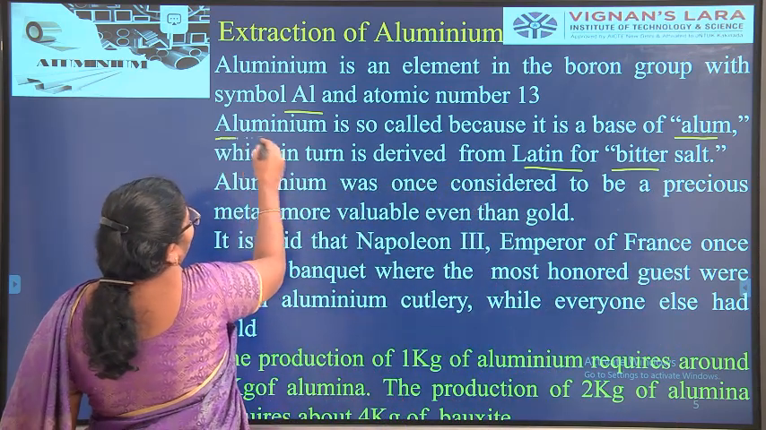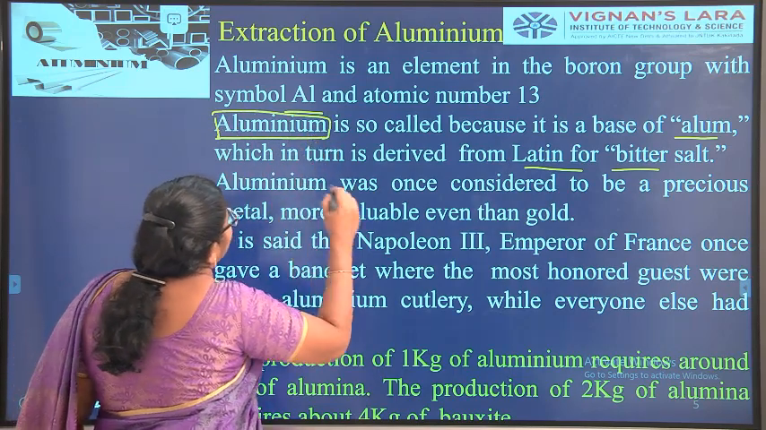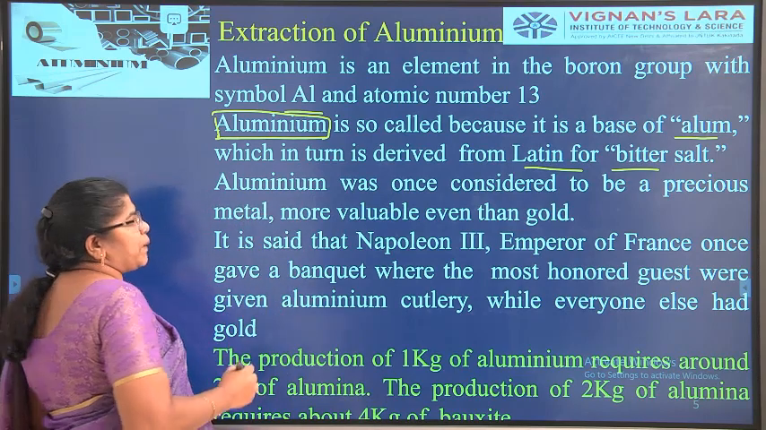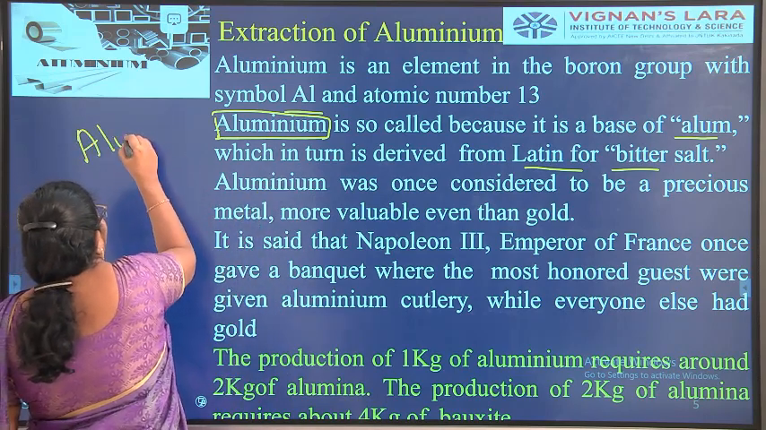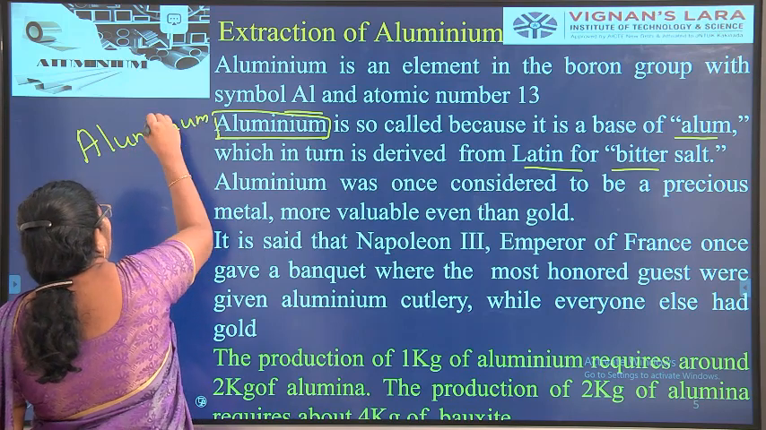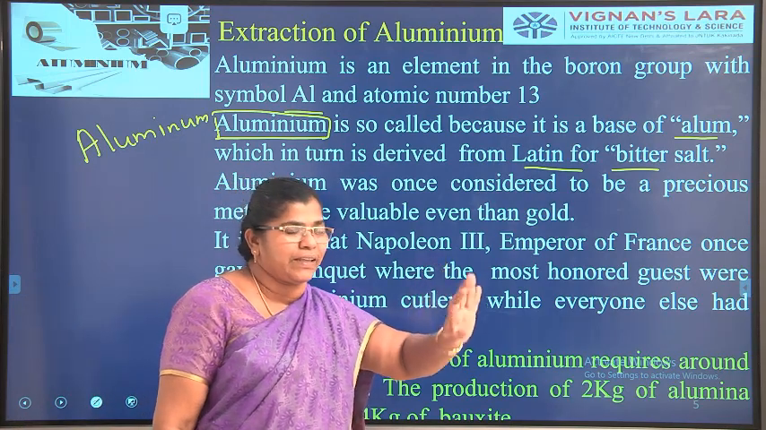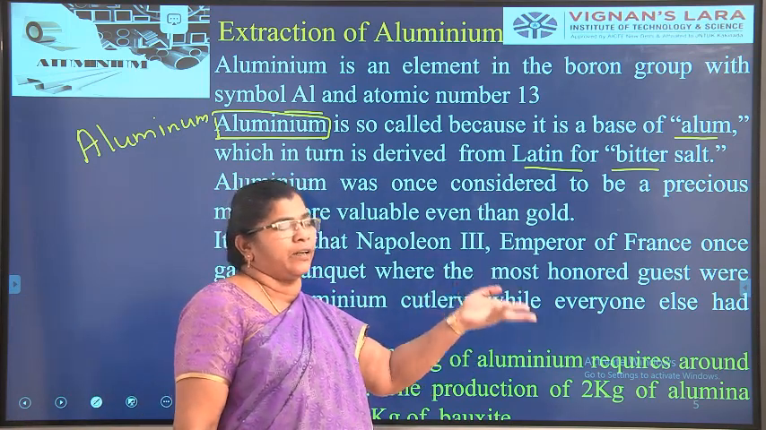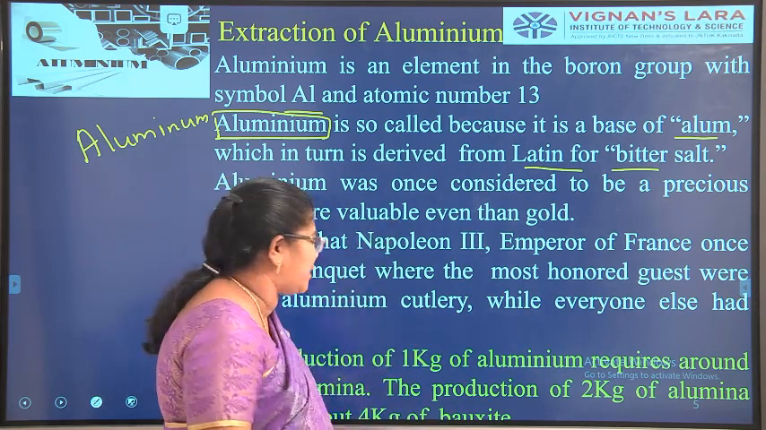So I am writing two spellings, right? One is aluminium, which is British English. The other is aluminum, which is American English. Both are not different materials. Aluminium is in British English, aluminum is American English. I may use it in some places like this.